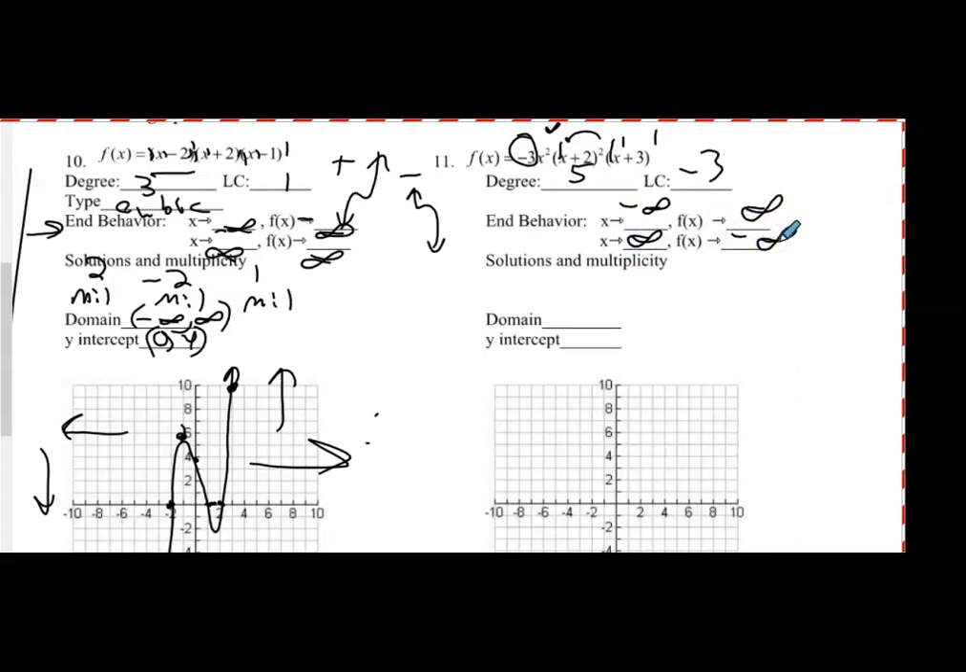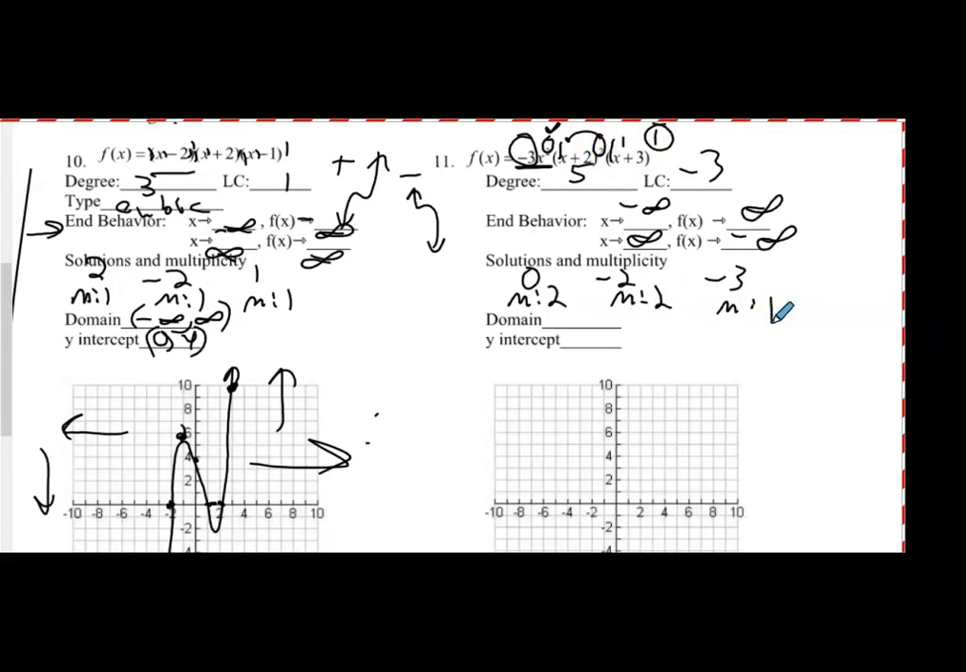All right? Solutions. Well, people forget this one all the time. That is a solution of 0. All right? Then the next binomial we have is -2, and then we have -3. Now the multiplicity. Okay? The multiplicity comes from this exponent. So 2, 2, and 1.